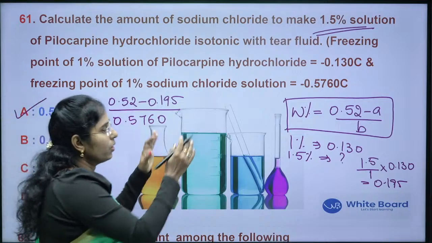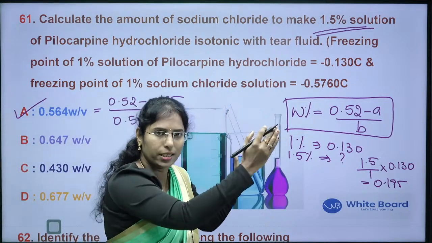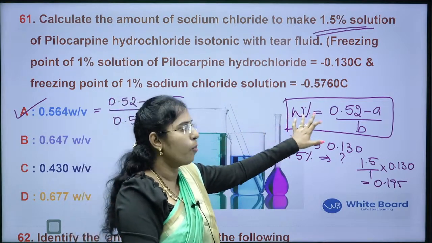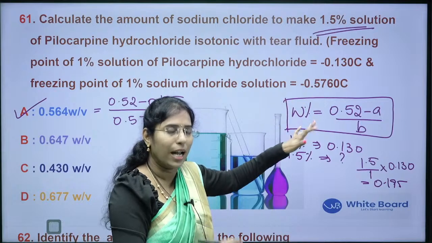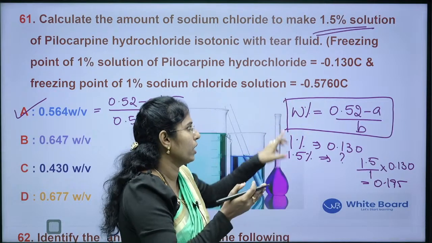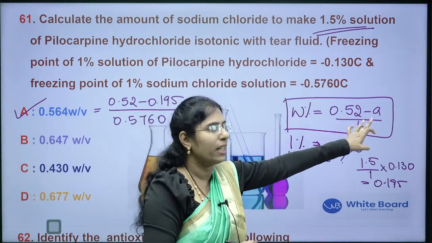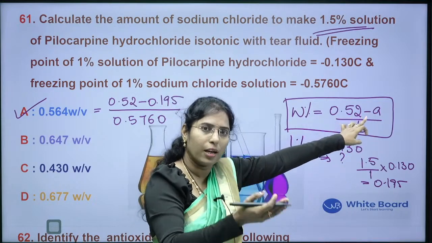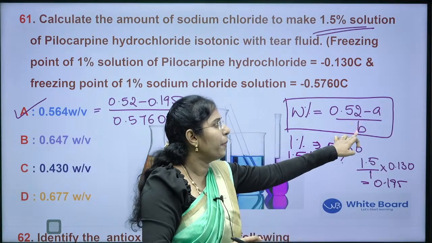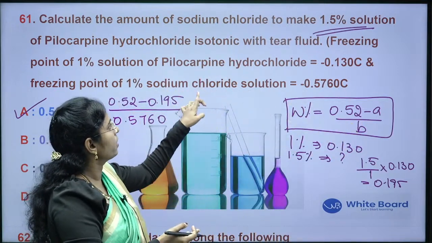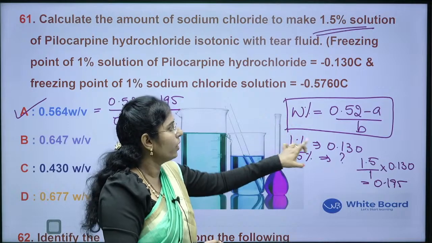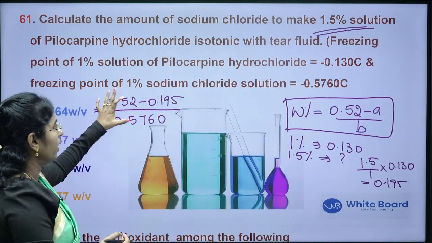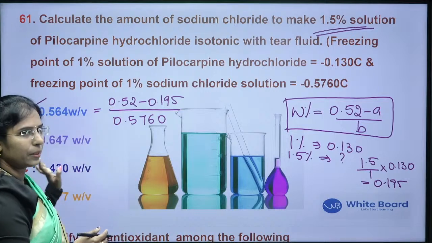So this is done. Here they have given the freezing point, so by using that freezing point we directly have a formula for adjusting the isotonicity of the solution, that is 0.52 minus A by B. A is for the adjusting drug, whatever drug we want to adjust, and B is the freezing point depression of sodium chloride. First we need to calculate it for 1.5%, then put that into the formula so that you will get the final answer. Right.